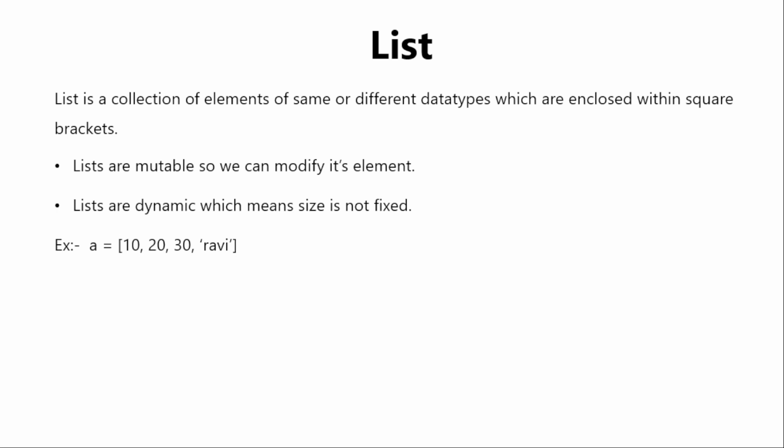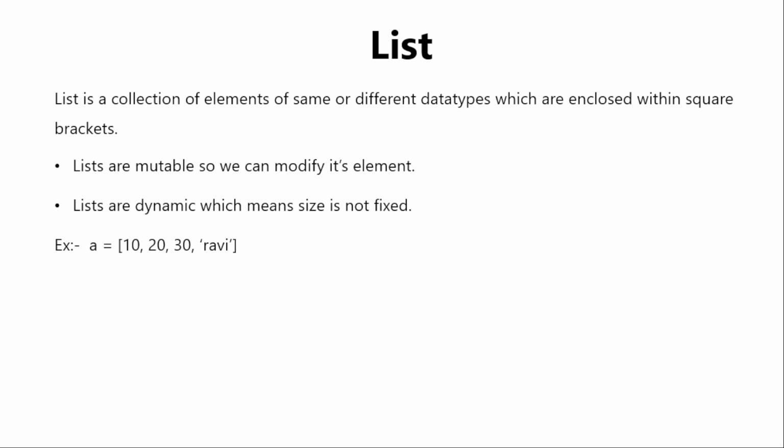Hello. Today we will be discussing a new concept called list, and it is one of the inbuilt data types of Python. So what is a list? A list is a collection of elements of the same or different data types which are enclosed within square brackets. The properties of a list are that it is mutable and dynamic.